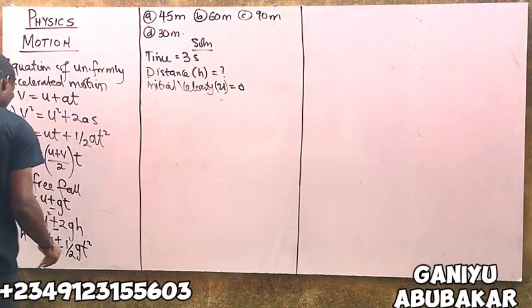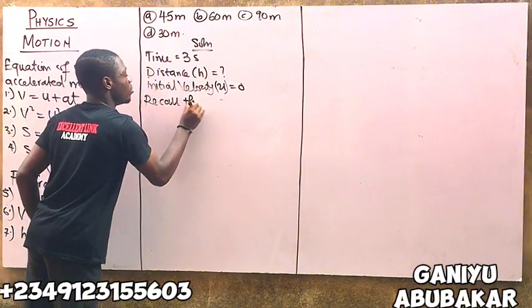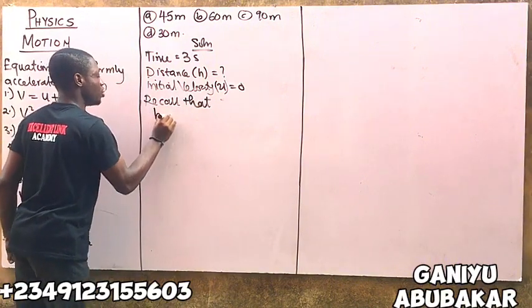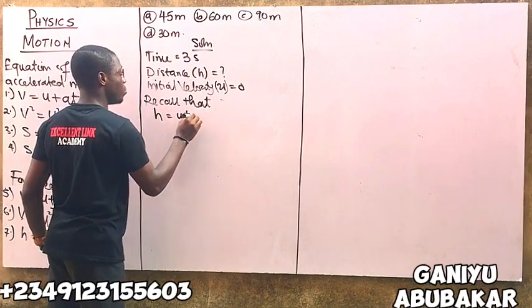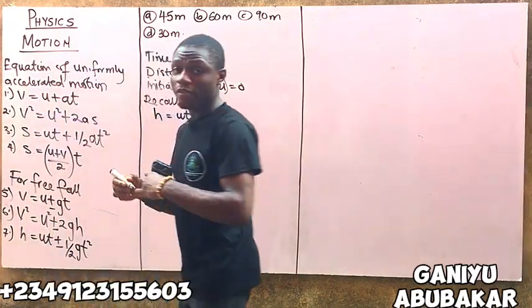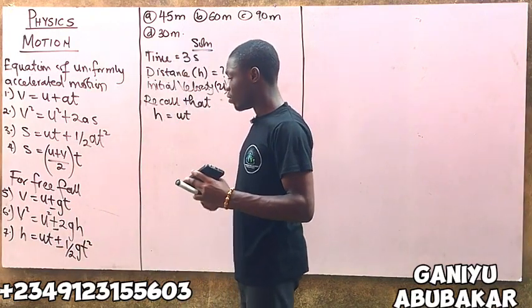So using this equation, recall that we said h is equal to ut plus or minus. Now look up. I'm having plus or minus here. So which am I using? Am I using plus or minus?